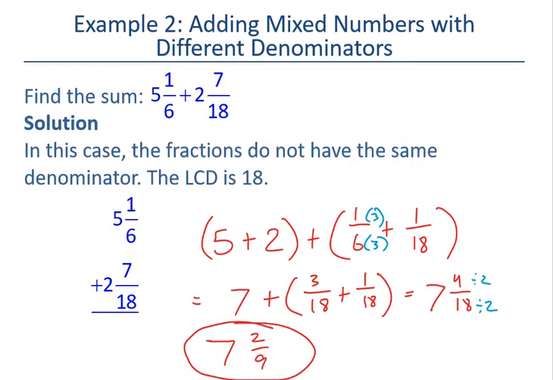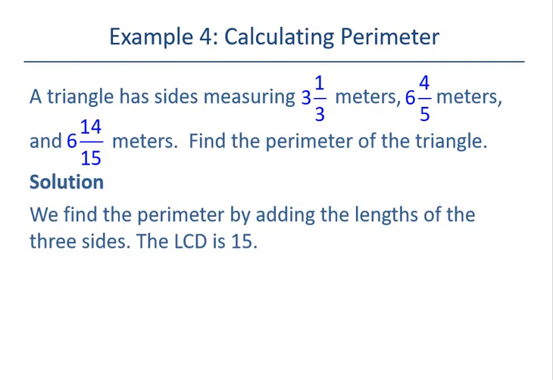Let's continue on here, and we're going to work on a perimeter problem. A triangle has sides measuring 3 and 1/3, 6 and 4/5, and 6 and 14/15 meters. Find the perimeter. Remember, perimeter equals distance around.